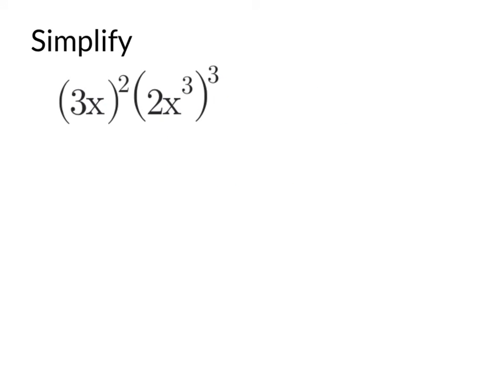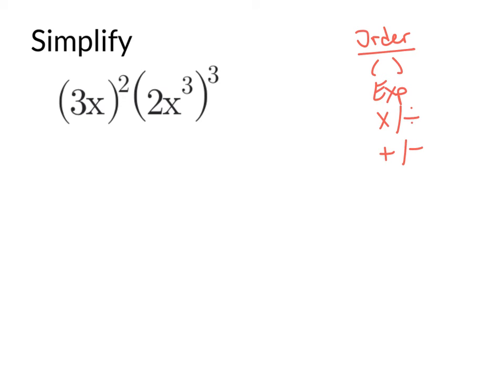Here's a fairly complicated one. It looks pretty messy. 3x squared times 2x to the third to the third. Okay. How we're going to go through it is rely on your order of operations. You remember the order of operations? That's where we started with parentheses, and then we had exponents or powers, multiplication and division, and adding and subtracting.